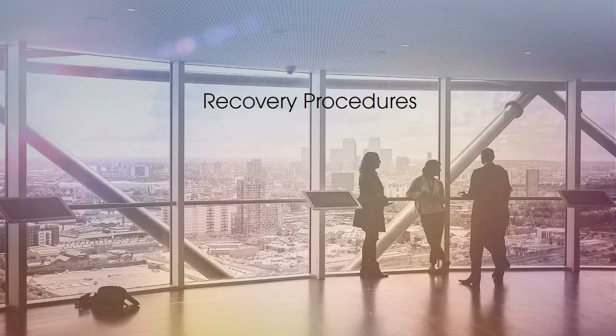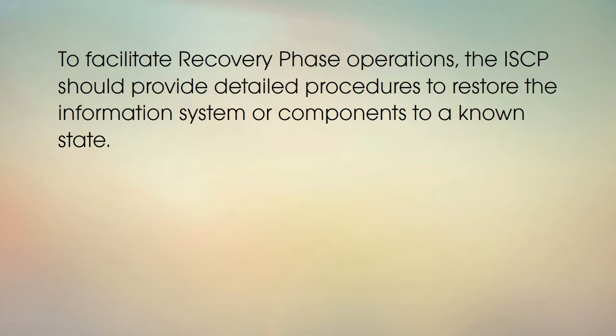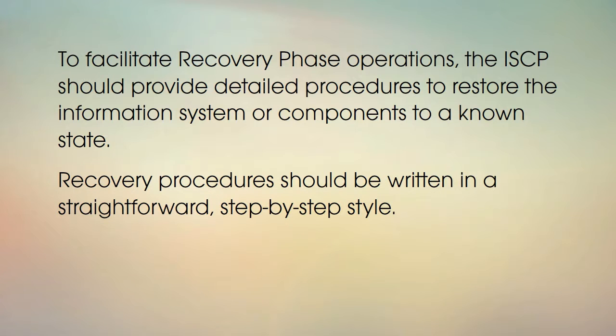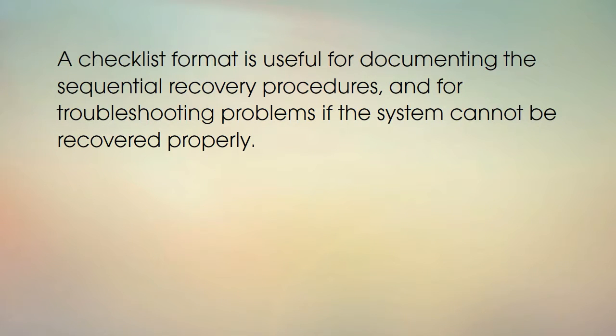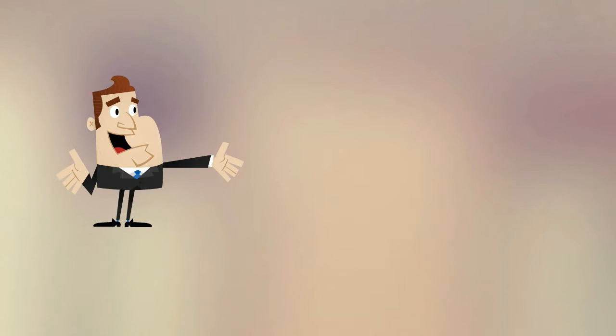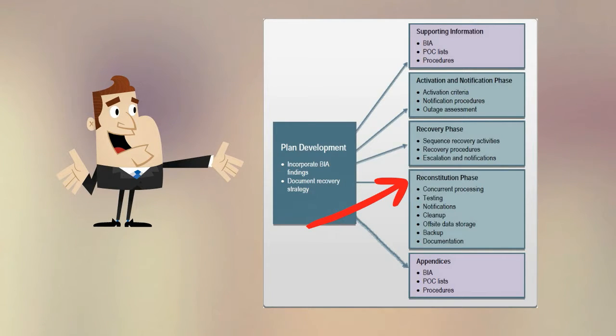Recovery procedures. To facilitate recovery phase operations, the ISCP should provide detailed procedures to restore the information system or components to a known state. Recovery procedures should be written in a straightforward step-by-step style. A checklist format is useful for documenting the sequential recovery procedures and for troubleshooting problems if the system cannot be recovered properly. We will now consider the reconstitution phase.